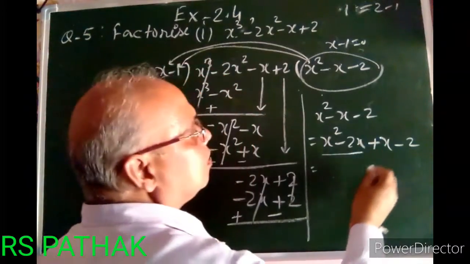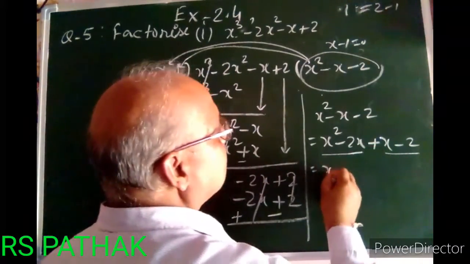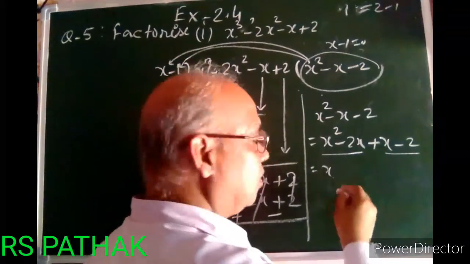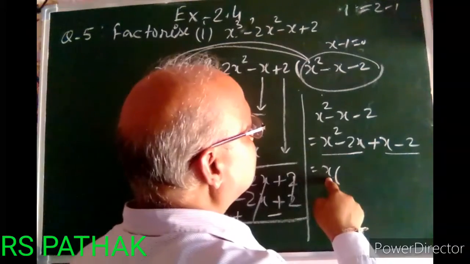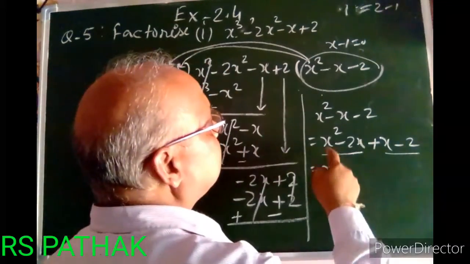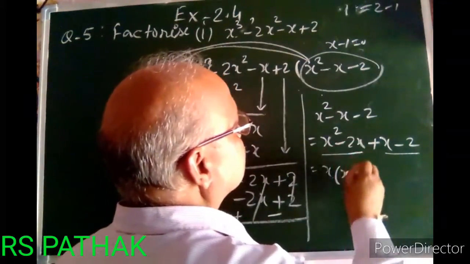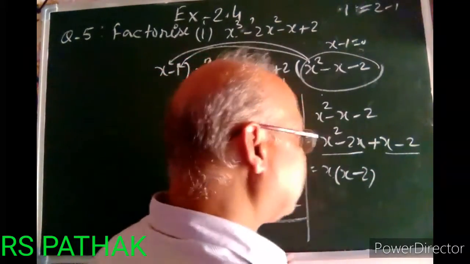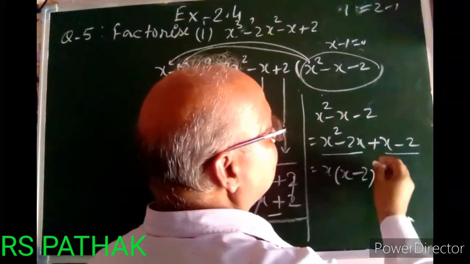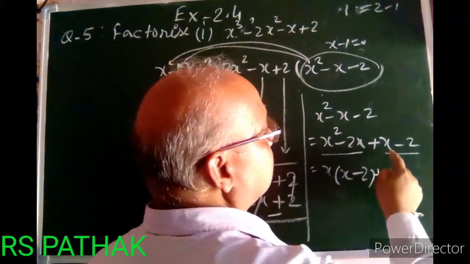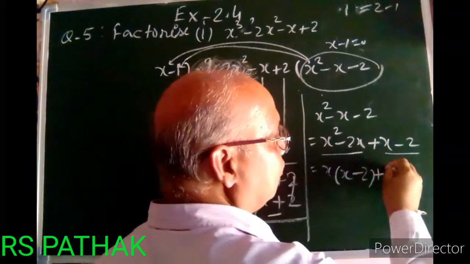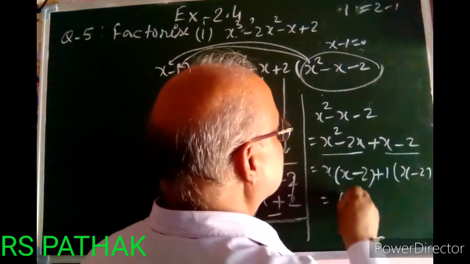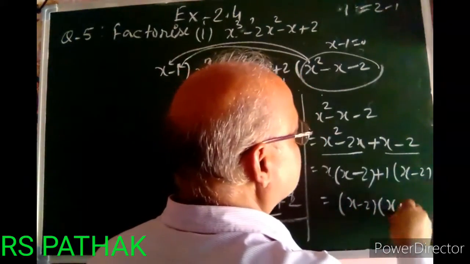Make groups of it. X is common because the smallest power of x is 1. The smallest power, x, will be common. After taking it common, divide by it. X divided by x square is x times, minus 2x divided by x is minus 2 times. Bracket closed. Now the second group will start with a plus sign. There is no common factor, so I will take 1 as common. X minus 2, x minus 2, x plus 1.